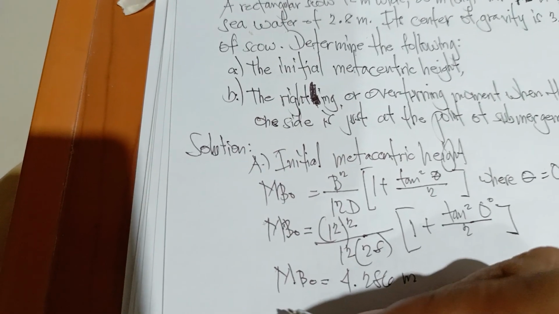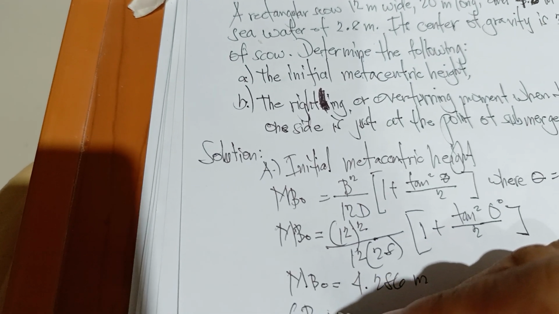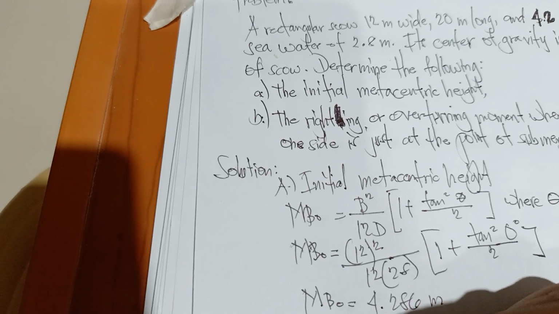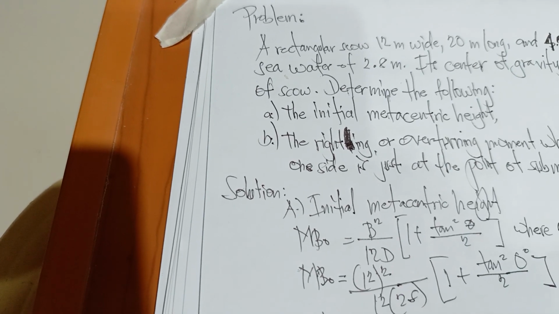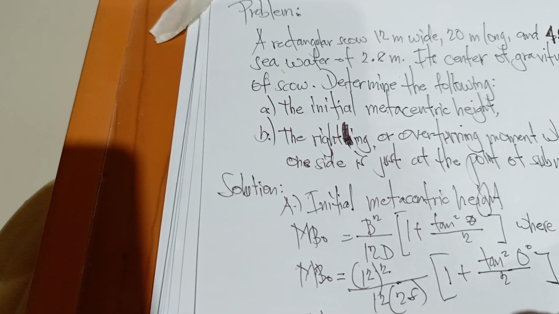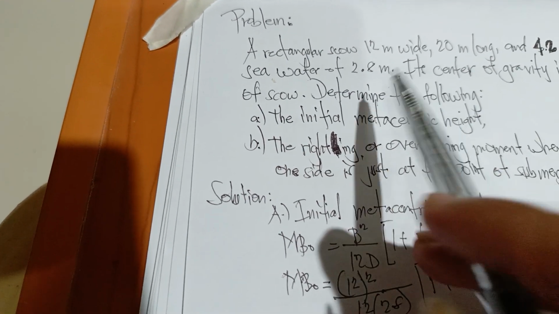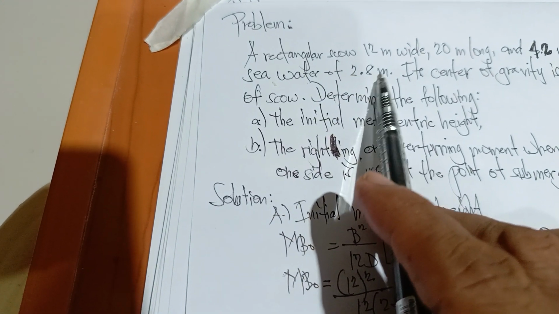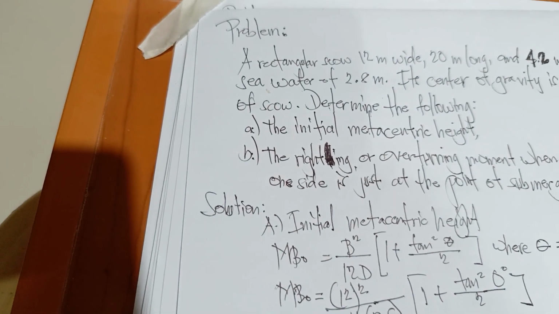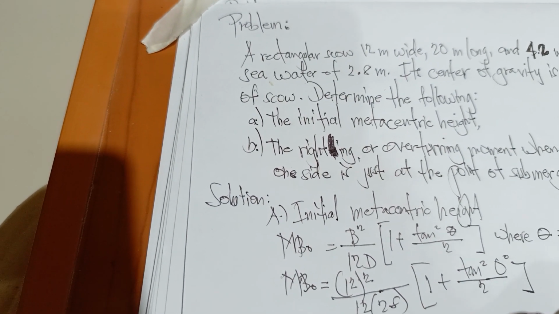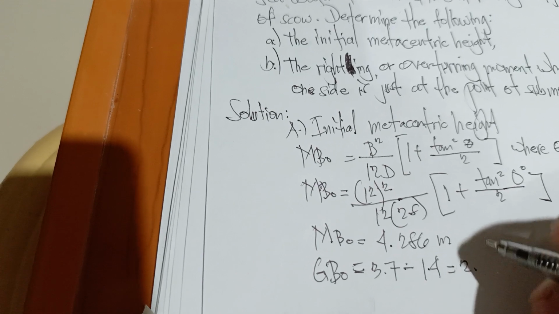Next is GBO is equals 3.7 meters minus 1.4. 1.4 is equivalent to half of the 2.8 meters draft in sea water. Half of 2.8 is 1.4. 3.7 minus 1.4 is equals 2.3 meters.